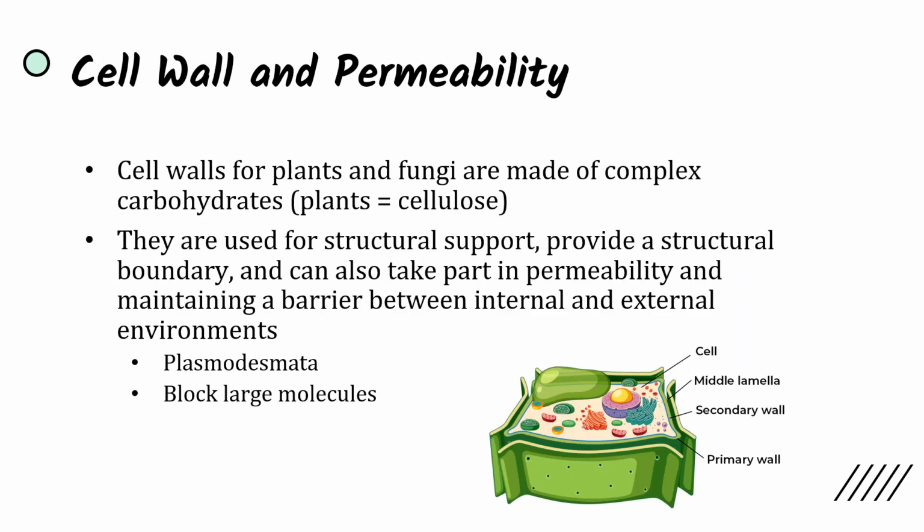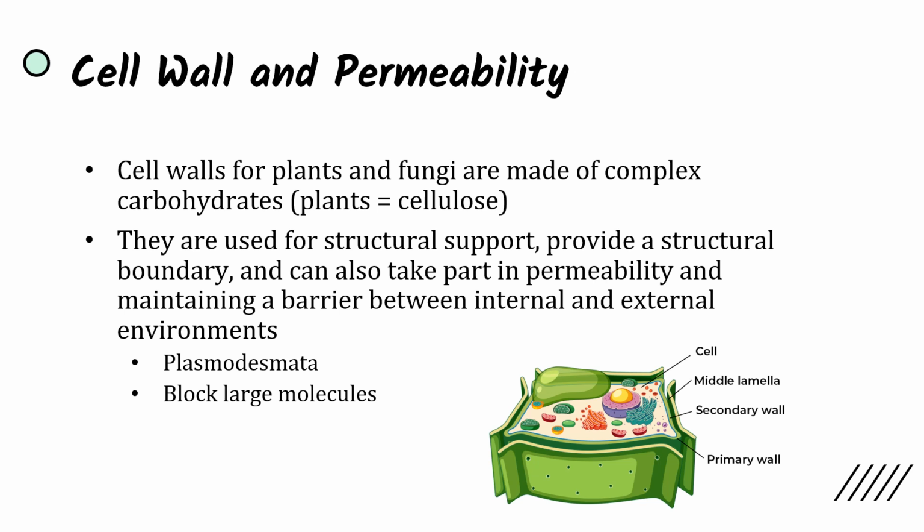And finally, let's take a look at the cell wall and how it affects cellular transport. So cell walls for plants and fungi are made out of complex carbohydrates. In plants, cellulose. And they're used for structural support. They provide a structural boundary, so they help keep the shape of the cell. They help provide another boundary besides the membrane, and they can also help maintain a barrier between internal and external environments.